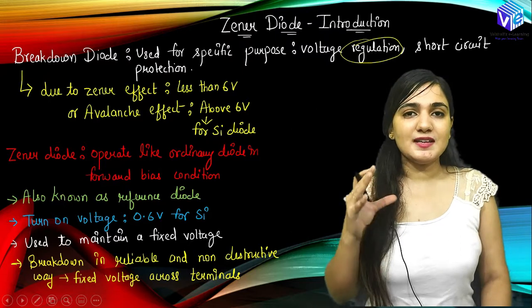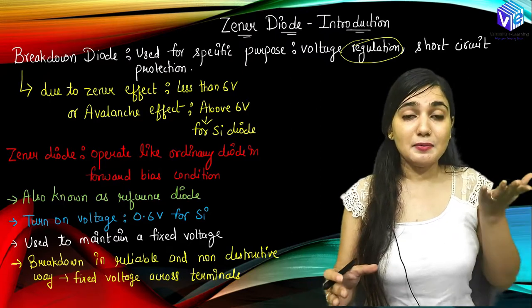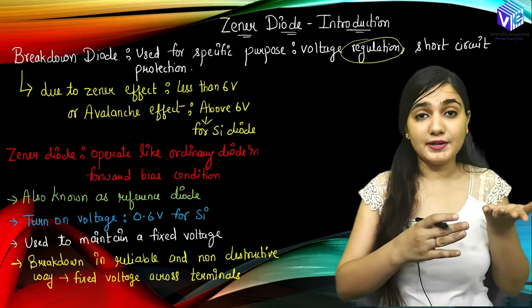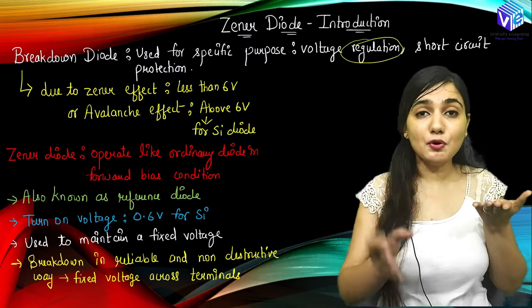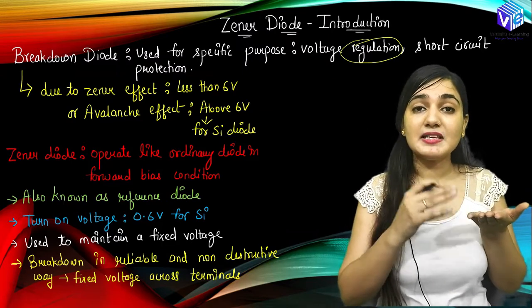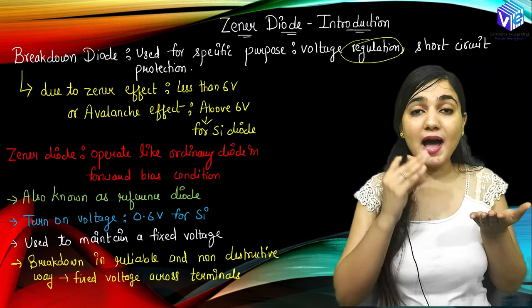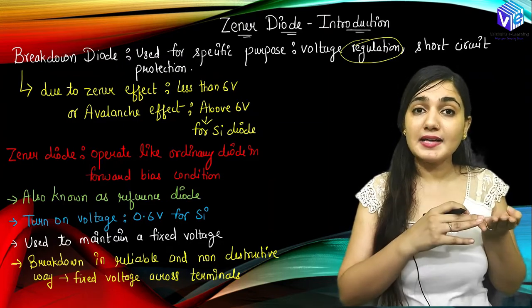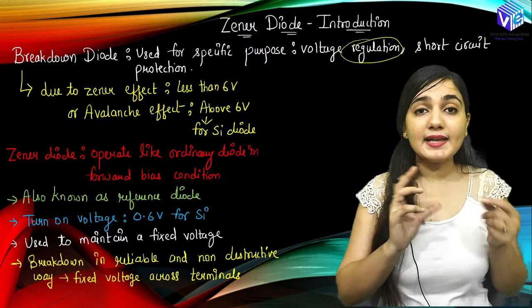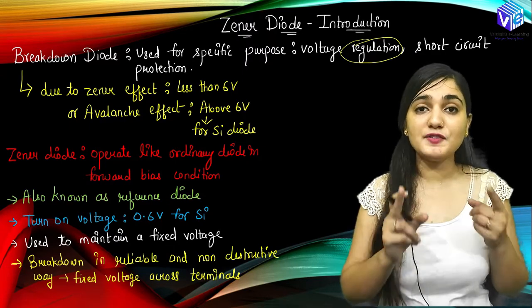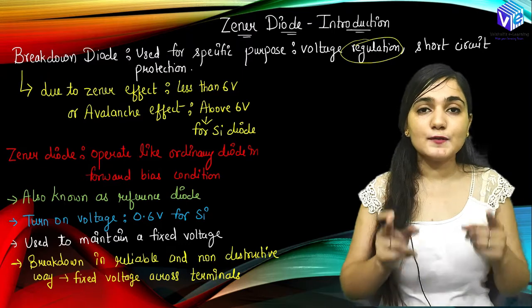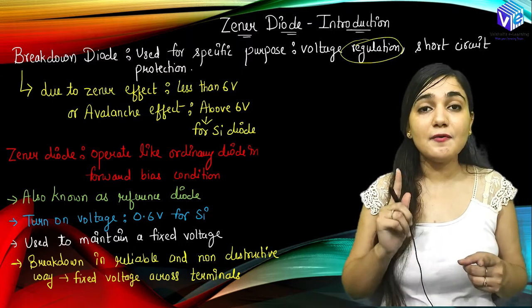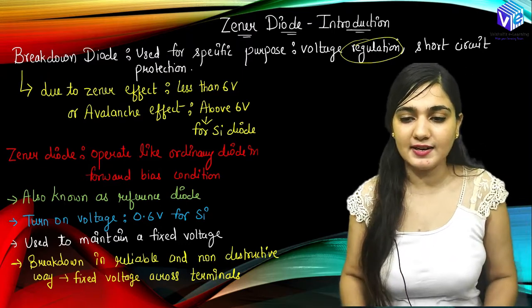Let's suppose I have an IC which requires only 5 volt, and if I give more than 5 volt, this IC will be burnt out. So I have to limit the voltage to 5 volt only, otherwise the IC will burn out. How can I limit this voltage? With the help of some voltage regulator, right? So the voltage regulator is the first application of the Zener diode, right?